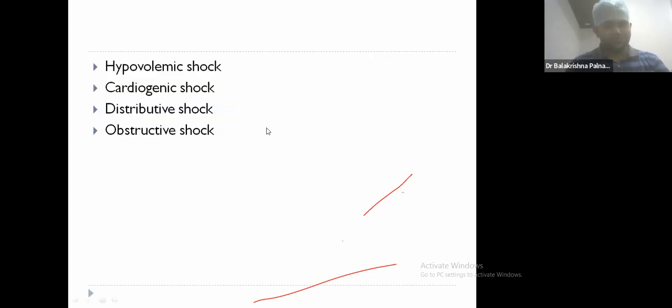So what are the types of shock? Before I go into the case-based scenario, I just wanted to give a brief approach on the basics. The types of shock are hypovolemic, cardiogenic, distributive, and obstructive. One might be wondering, sir, where is septic shock? Septic shock can be a mixture of all the above. It is not just plain one type. It can be hypovolemic, it can be cardiogenic, it can be distributive shock.